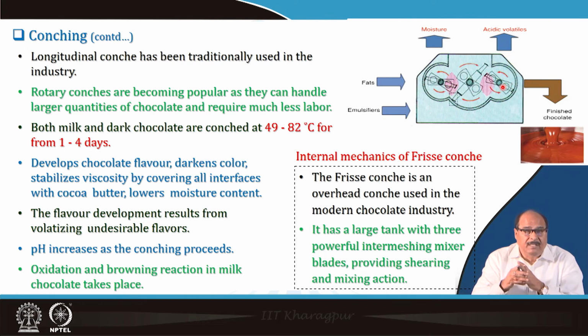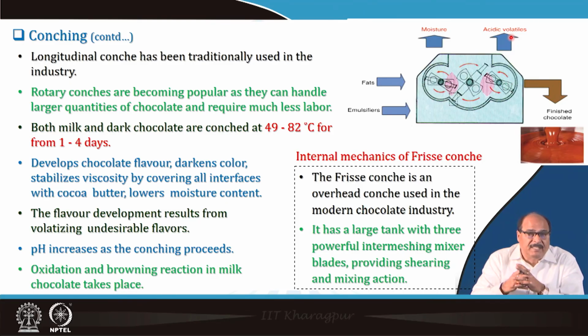So, during conching the chocolate flavor develops, its color darkens, it stabilizes the viscosity by covering all interfaces with cocoa butter, and there is some lowering of moisture content. The flavor development results mainly from volatilizing the undesirable flavors, such as acidic material, etc. Okay. Some moisture also goes out.